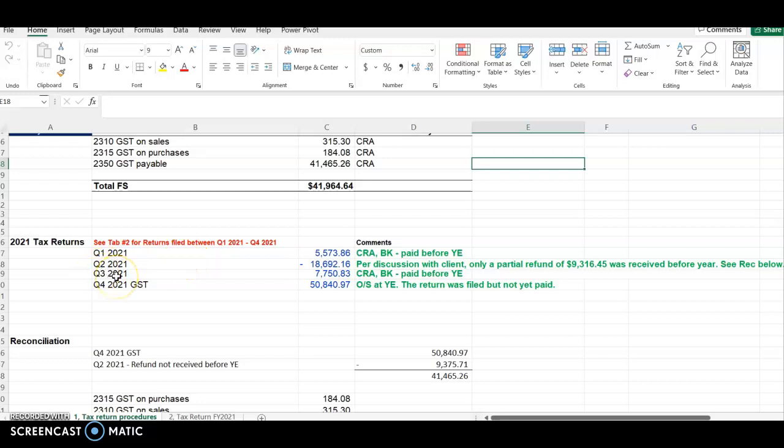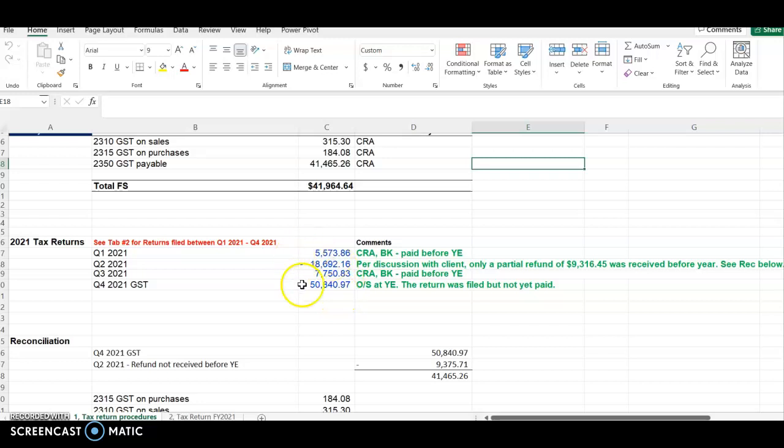And for quarter 3, I also obtained the tax remittance, and the client was to pay this amount to the government. As you can see, I agreed it to the tax return, and I agreed it to the bank statement, which is BK, and I saw that the client actually paid this amount before year end. And the last quarter, which is quarter 4, the client actually filed their tax return, but you can see OS, that is still outstanding as at year end. So the client has filed their return, but they are yet to pay the government this amount.